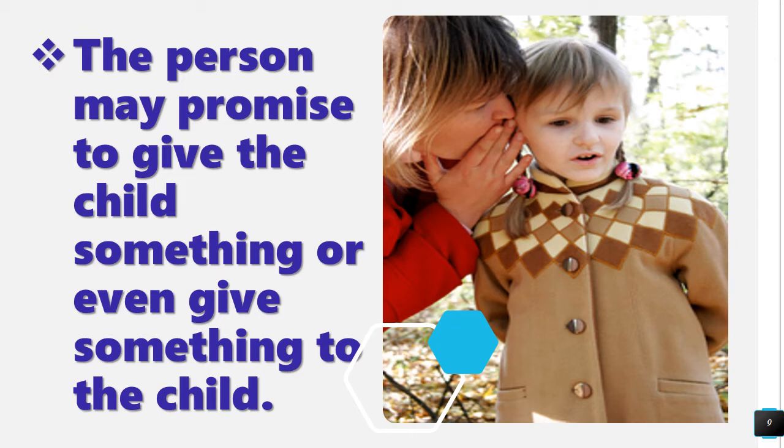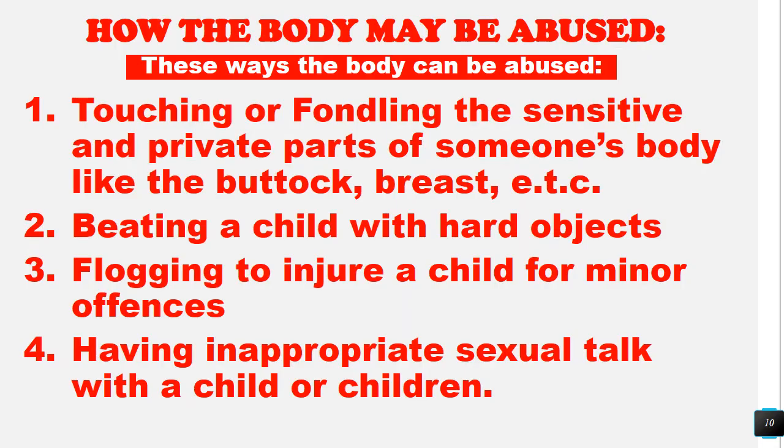The person also may promise to give the child something. He will tell you, that thing that we just did now, you don't tell anybody. Don't tell mommy. Promise me you will not tell anybody. If you don't tell anybody, I'm going to buy you biscuit, I'm going to give you money, I'm going to buy you a toy car, I'm going to buy you a teddy. When somebody is giving you a lot of promises like this because of what he has done, that is known as what? Body abuse.